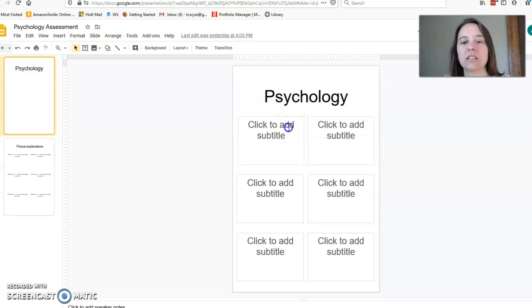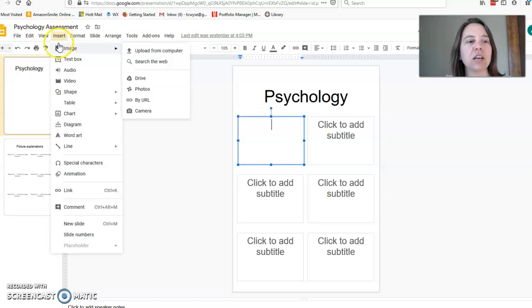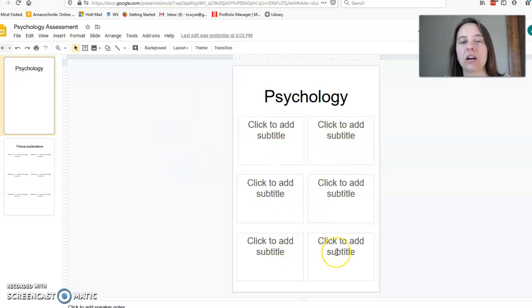It says click to add subtitle. However, you could do pictures here. You can insert an image. You could take an image and upload it from your computer, or you can search the web there. You can see that there is room for 6. Obviously, you can move text boxes around and make some bigger or smaller and add other things if you would like to.